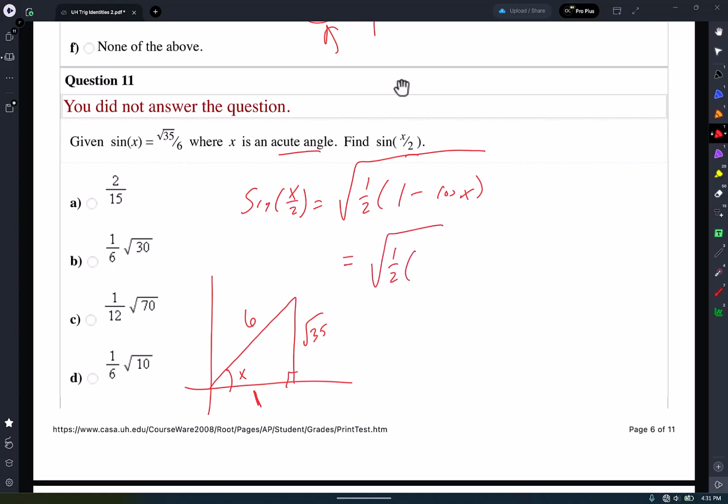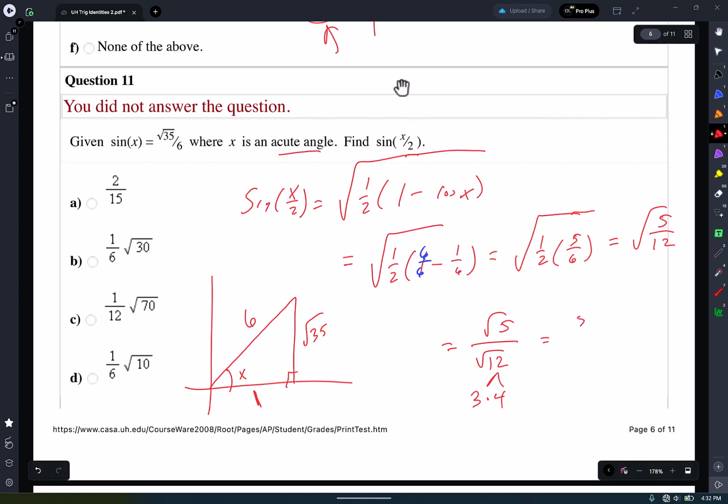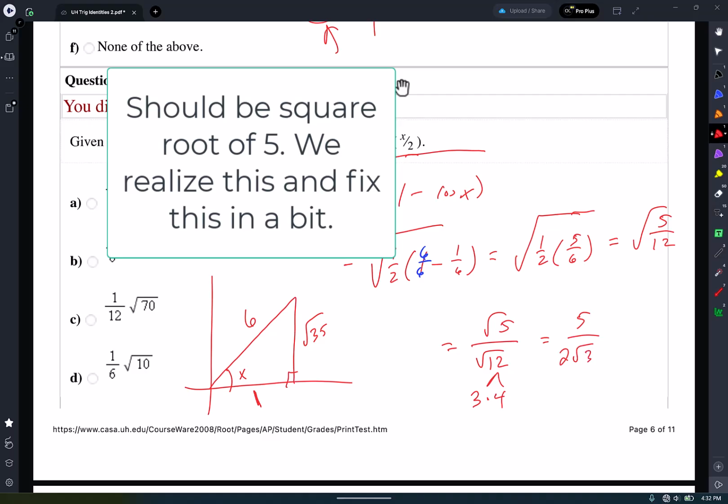Square root of 1/2 times 1 minus 1/6. That 1, turn it into 6 over 6. 6 minus 1 is 5, so 5/6. And then 1 times 5 is 5, and then 2 times 6 is 12. So this is the square root of 5 over the square root of 12. But remember, 12 is 3 times 4, and the square root of 4 is 2. So this is 5 over 2 square root of 3.